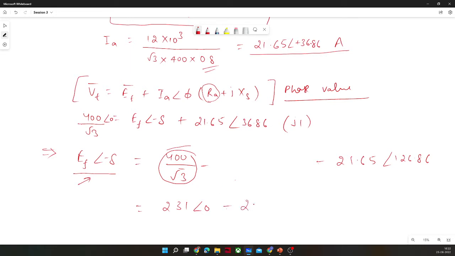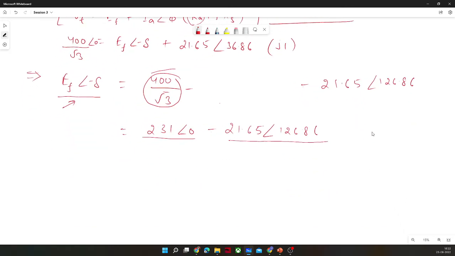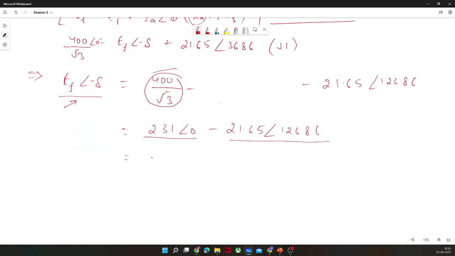231 minus 126.86. So this is real. This will break into two components, one would be real, one would be imaginary. Again, we can arrange it. It would come out to be 244 minus J 17.32 if you solve this complex equation.